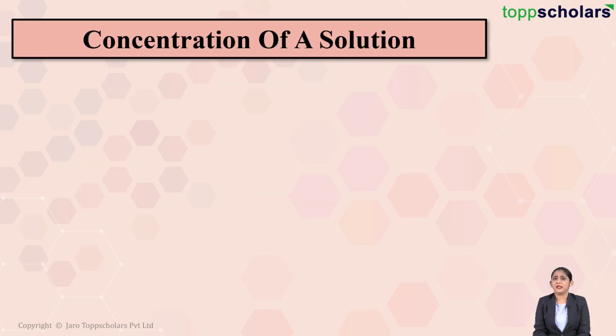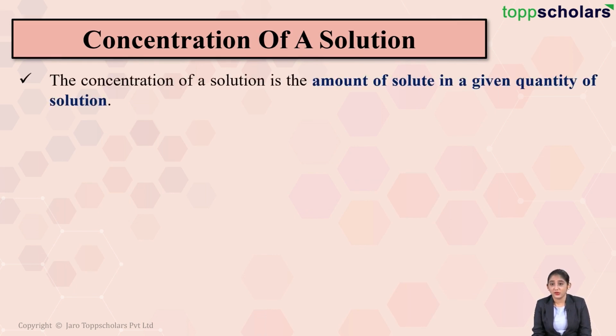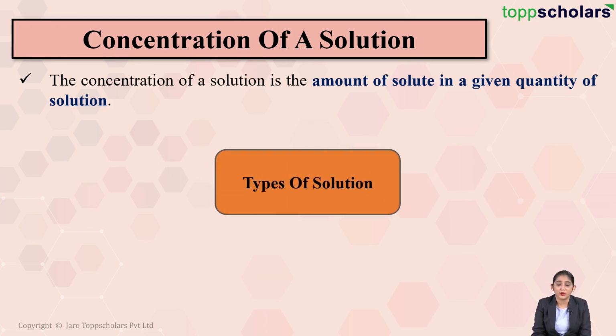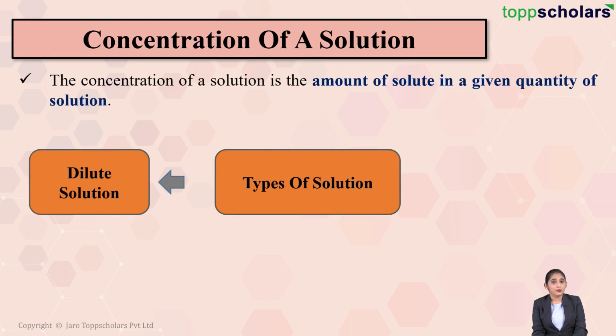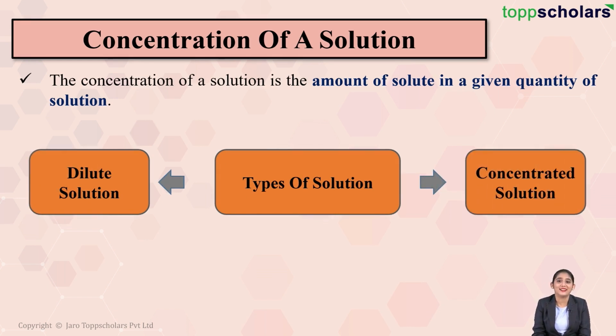Now friends, what do we mean by concentration of a solution? The amount of solute that is present in a given quantity of a solution is something which is called as the concentration of a solution. So what is concentration of a solution? It is the amount of solute in a given quantity of solution. Now friends, depending upon the amount of solute that is present in the solution, we have two types of solution, that is dilute solution and concentrated solution.